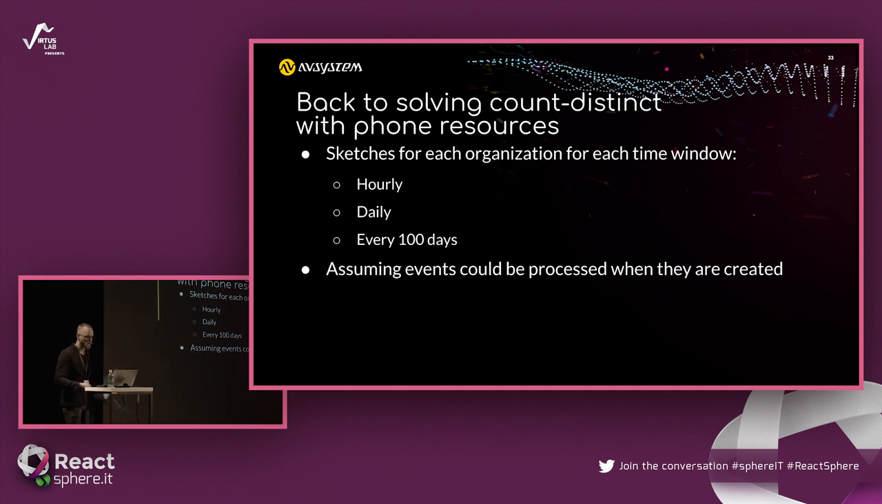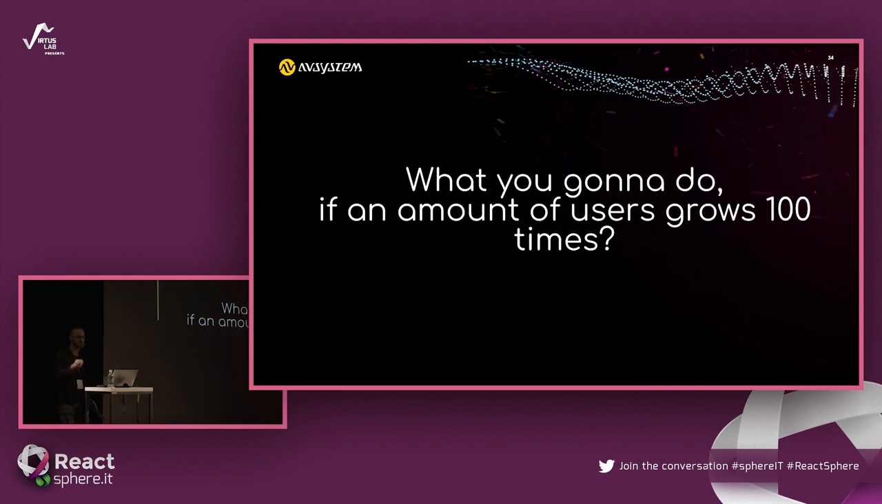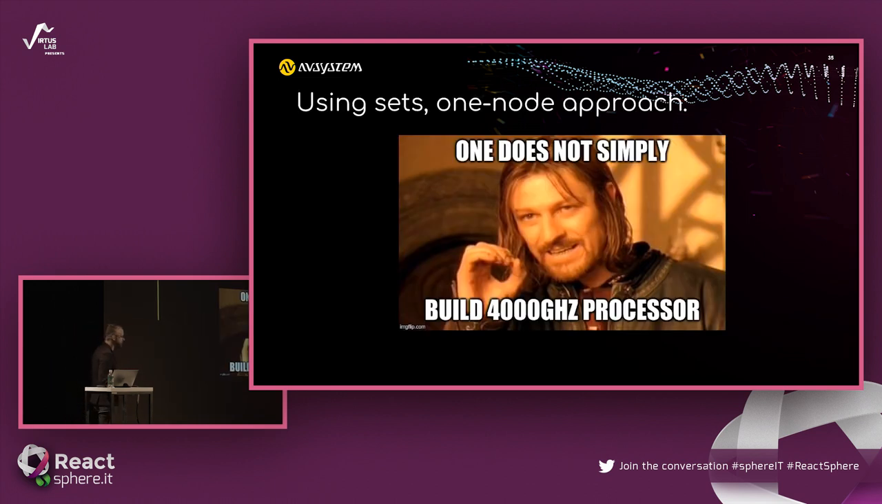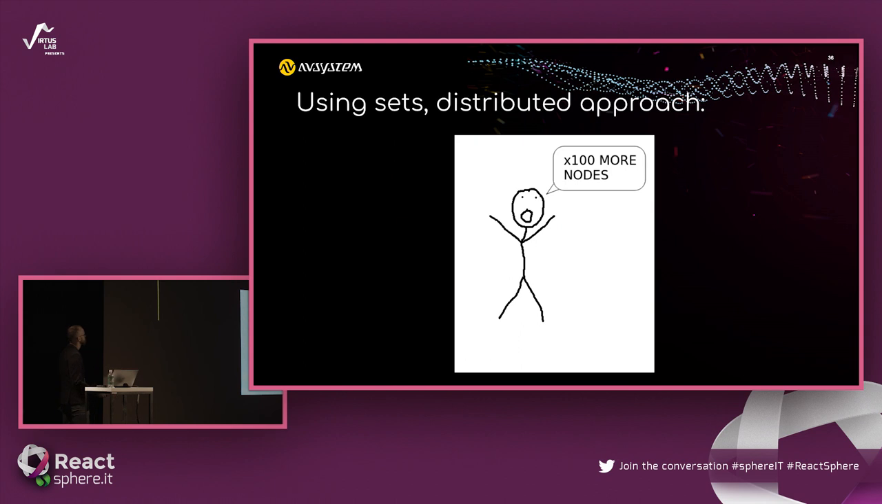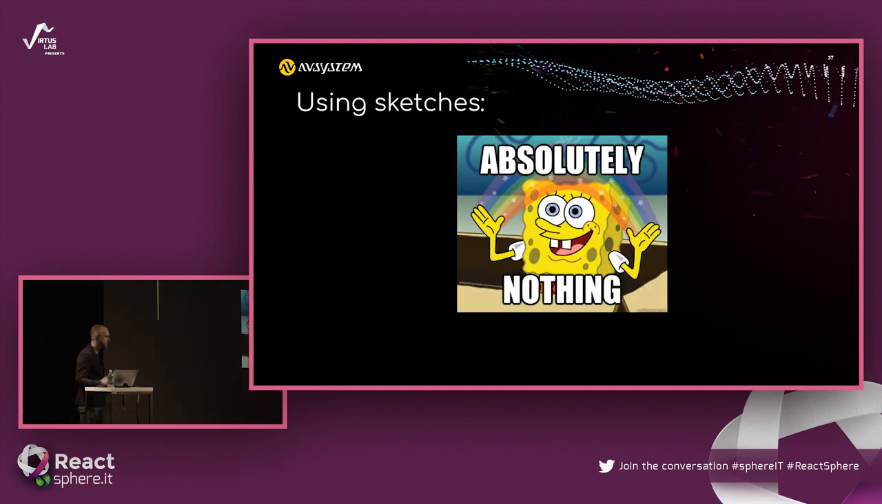So, great. And what are you going to do if the number of users grows 100 times? In the first approach, you have to wait and wait, or build some 100 times more powerful hardware. In the distributed approach, also using sets, not a problem. You only need 100 times more nodes. And using sketches, absolutely nothing, because sketches are orders of magnitude smaller than the data they represent.